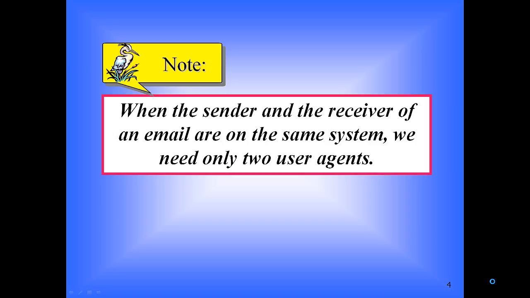So here's an important note. When the sender and the receiver of an email are on the same system, we need only 2 user agents. That would be Alice and Bob. So what we're doing is we're setting the stage so you understand these 4 different architectures based on these 4 different scenarios.